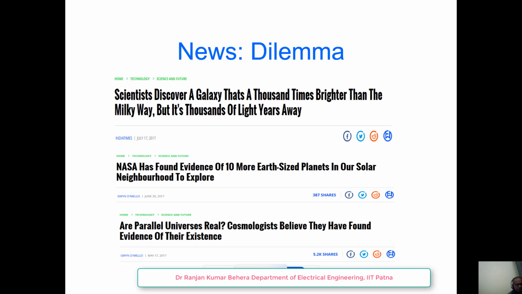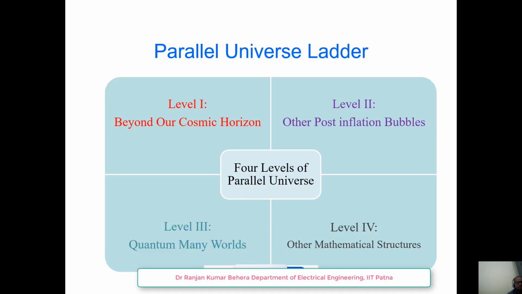Are parallel universes real? Cosmologists believe they have found evidence of their existence. There are 4 levels of parallel universes. Level 1, beyond the cosmic horizon.